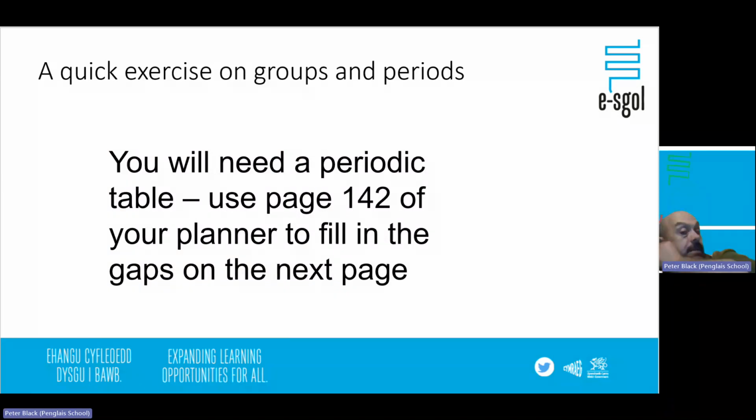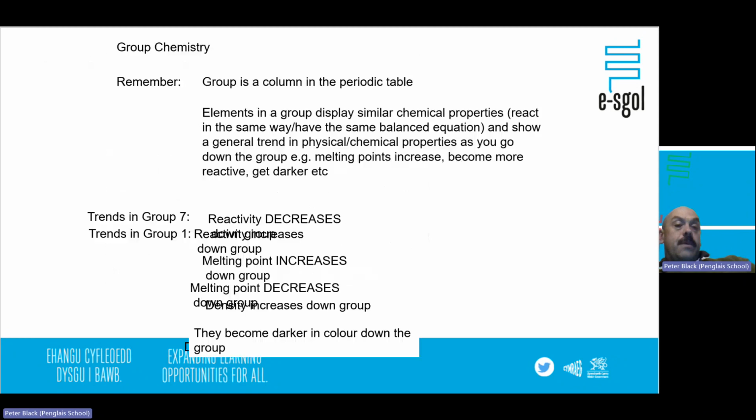Okay, so next one then. We're going to need our periodic tables. Don't worry about this, it's just lifted straight off one of the exercises I do at school. But you should have a periodic table in front of you, hopefully. And we're going to look at group and period now, because this is obviously another important part of our periodic table. So what is a group?